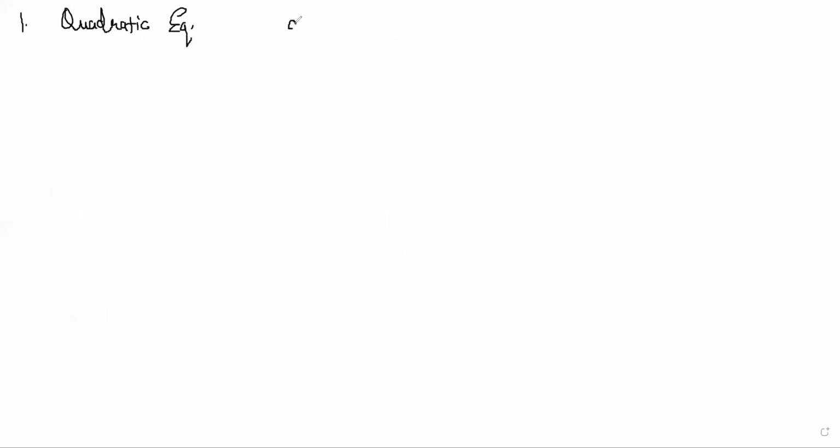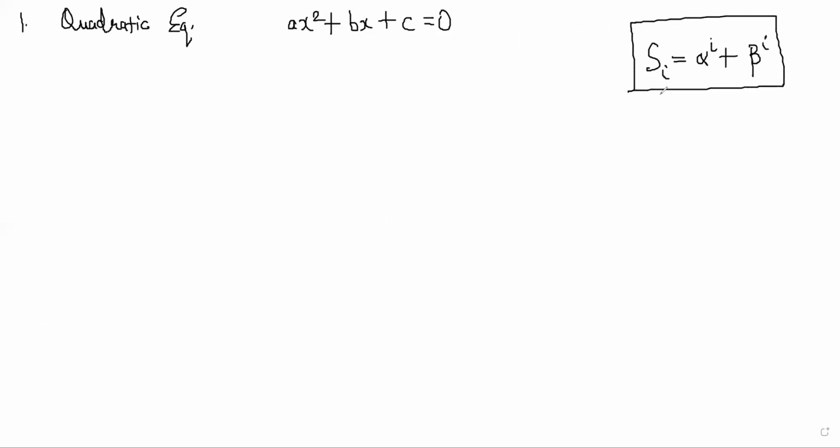So if it's a quadratic equation, ax squared plus bx plus c is equal to 0, right? Let's define Si as alpha power i plus beta power i. We want to figure out a way to get Si, right? Alpha power i plus beta power i. So let's start off with S0. S0 is simply alpha power 0 plus beta power 0, which is equal to 2. S1 is alpha plus beta, which is equal to minus b by a from Vieta's relation, right?